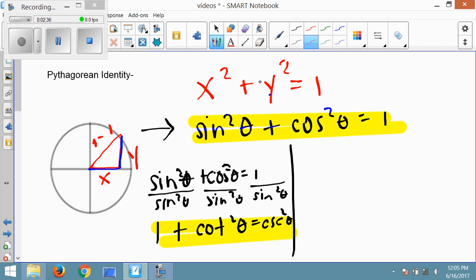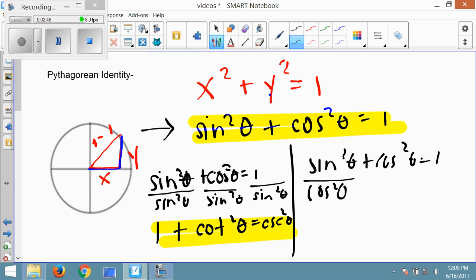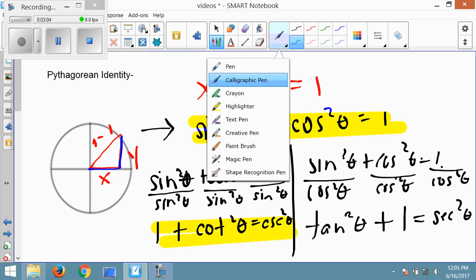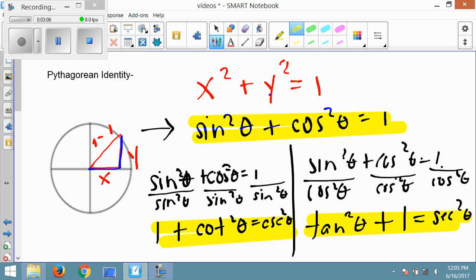And instead of dividing by sine squared, this time we're going to divide by cosine squared. And when I simplify, sine over cosine is tangent. Cosine over cosine would be 1. And 1 over cosine would be secant. So now we have the third identity. These three are considered the Pythagorean identities.